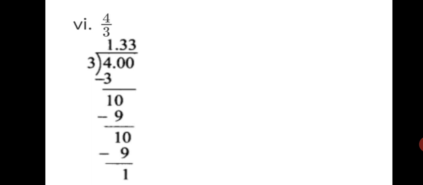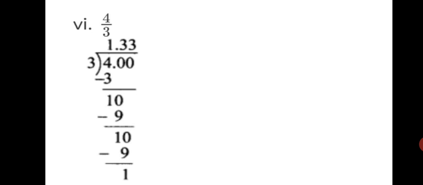That means 3 is repeating itself. So what will your answer be? 4 upon 3 is equal to 1.3. Will you write 3? No. 1.3 with a dot on top, because 3 is a single digit which is repeating. And when a single digit repeats, we put a dot on top of that number or of that digit.